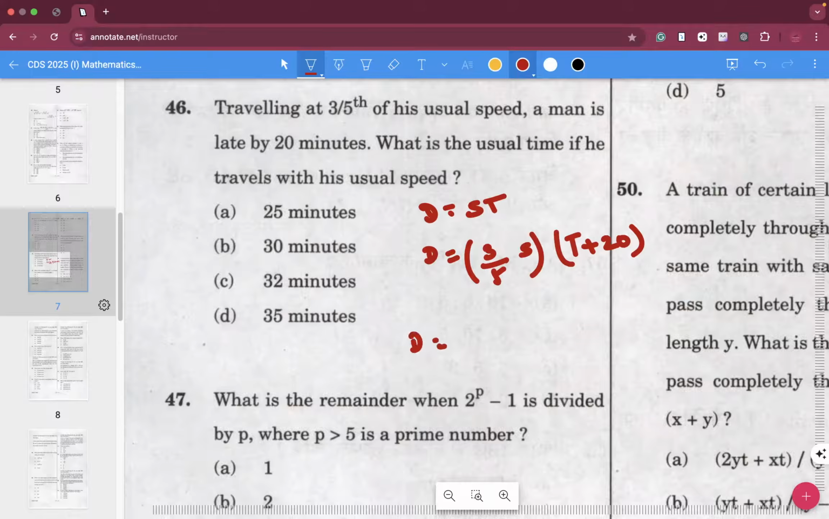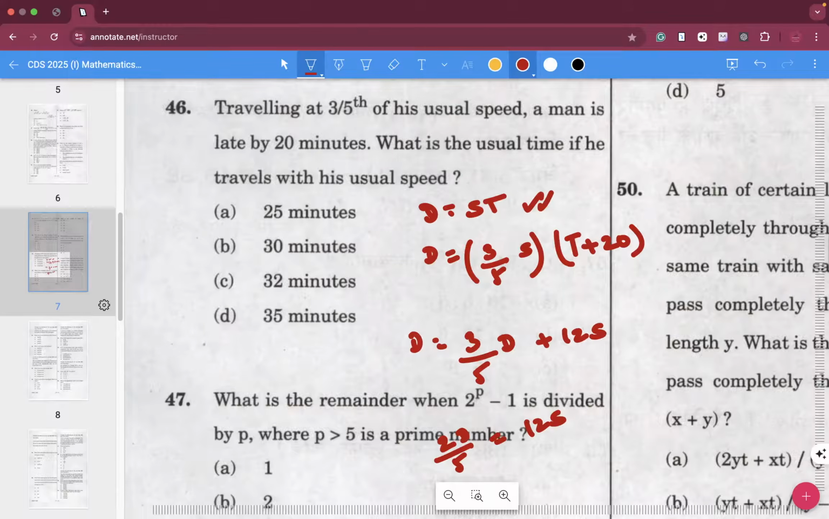So d is equal to 3/5 s t plus 20 times 3/5s, that is 60 by 5, which is 12s. Now we know the value of d is equal to st. So over here, instead of st, can we write d? If we take it over on the left hand side, is it 2 by 5 of d is equal to 12s?